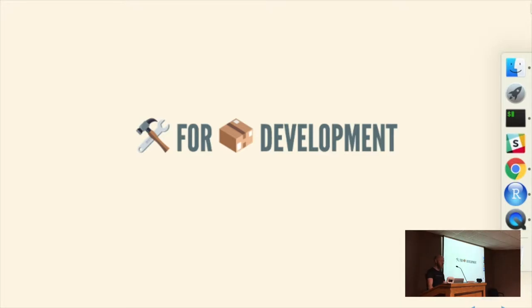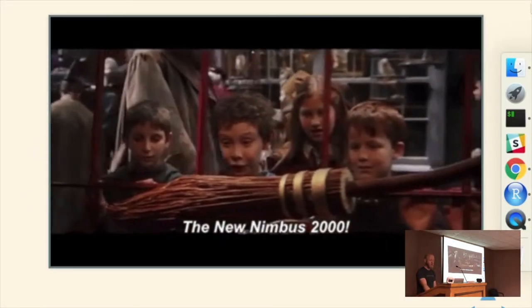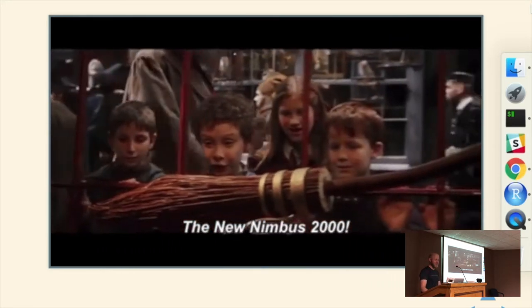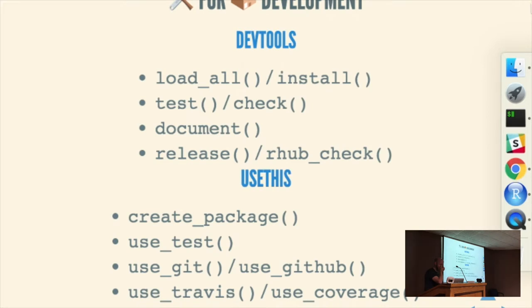So what are some tools you can use for package development? Tools are really important. You wouldn't be able to fly unless you had a Nimbus 2000. The two main packages that I think are the best for doing R package development are, number one, devtools. This package is solely focused on making R packages easy for you to write.